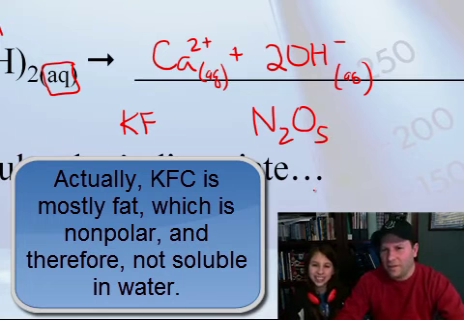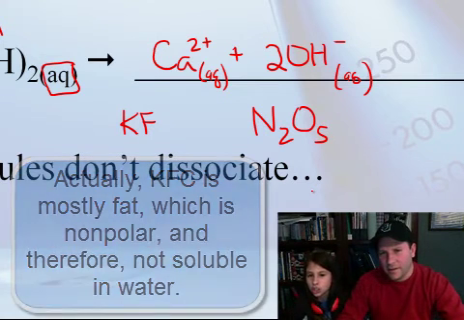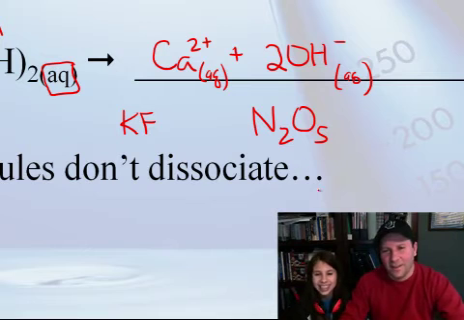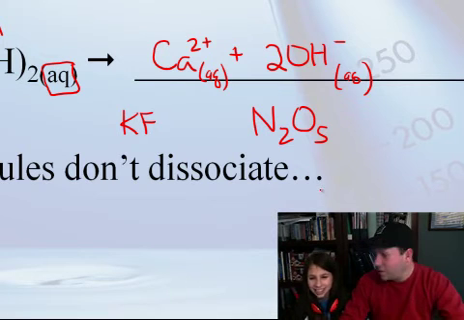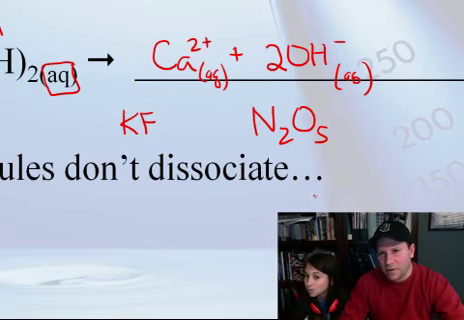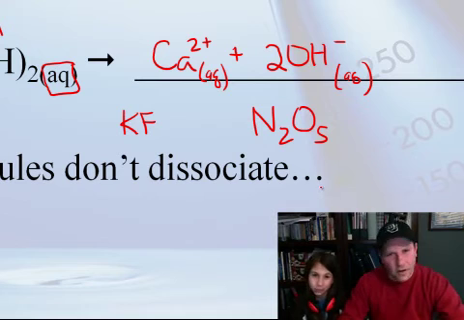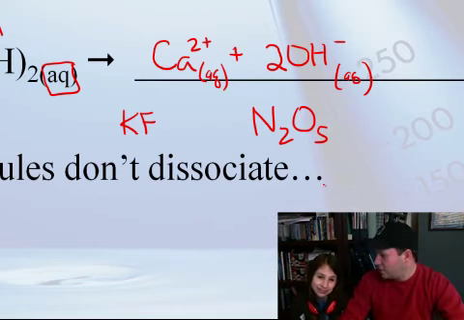How about that one right there? N2O5. Nitrate? Nope. That's nitrogen, dinitrogen pentoxide. That's a 5. Okay. So, is that a metal and a non-metal? Is nitrogen a metal? No. Is oxygen a metal? No. So, is this a salt? No. Would it dissociate in water? No, it would not. So, only your salts dissociate in water.